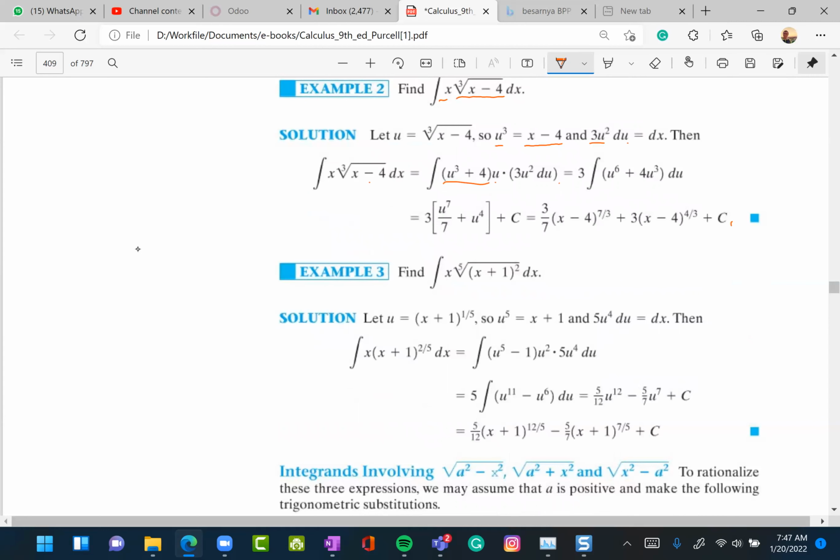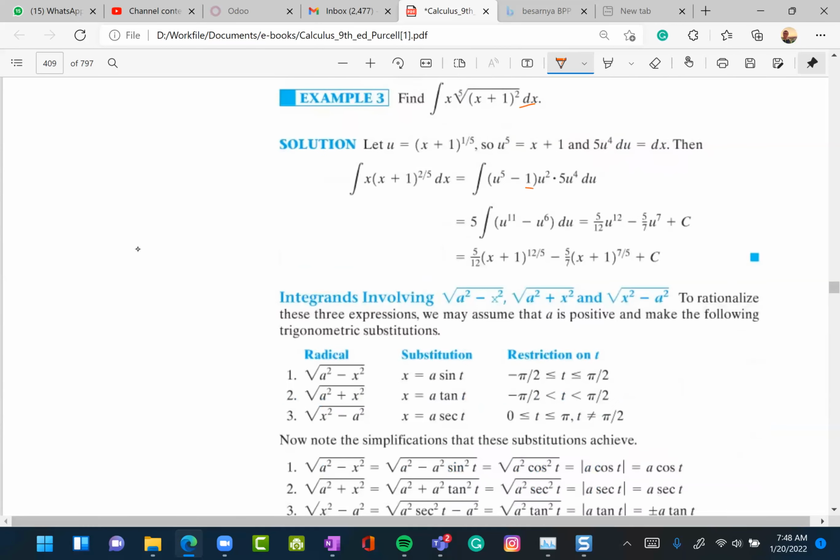For this one, for example, we want to get rid of the fifth root. Forget the square; of course you could raise the square to the fifth too, but no need to. You raise to the power of 5 and get this. Substitute x is u to the fifth minus 1. Because this is just the square of u, and this is the differential, you get a polynomial.